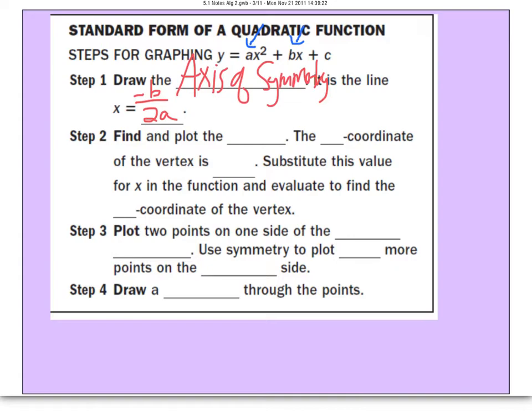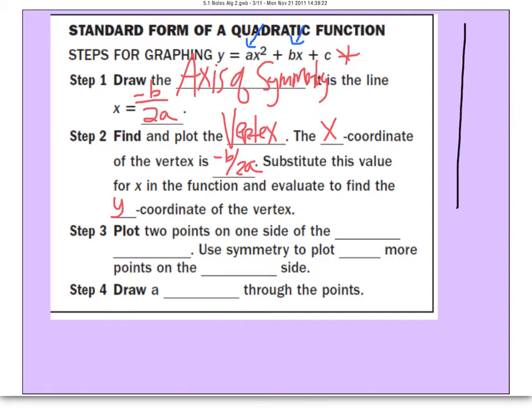Okay, after you do that, find and plot the vertex. The x-coordinate of the vertex is the axis of symmetry, or it's that negative b over 2a. We already found it right above there. Once you know the x value, you substitute this for x into your function. So you go back up in here and you put it in for x, and then you evaluate it and find the y value. Okay. So then once you've done that, you're going to plot your vertex.